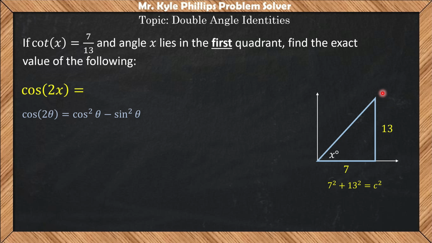So in order to solve for c, we need to take the square root of both sides. And this is going to give us the square root of 218. So we'll put that along our hypotenuse.